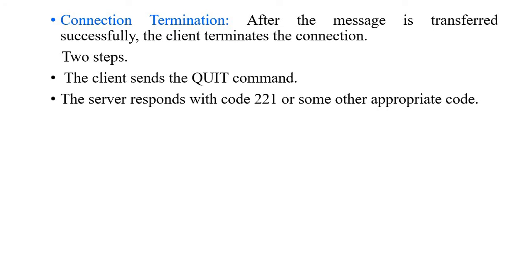And once the data transfer is completed, it comes to the end, that is connection termination, or we can say connection teardown. After the message is transferred successfully, the client terminates the connection. This includes two steps. One is that the client sends the quit command, and for that the server responds with code 221. This is the format followed in establishing the email connection, doing the data transfer, and finally terminating the connection between the client and the server.